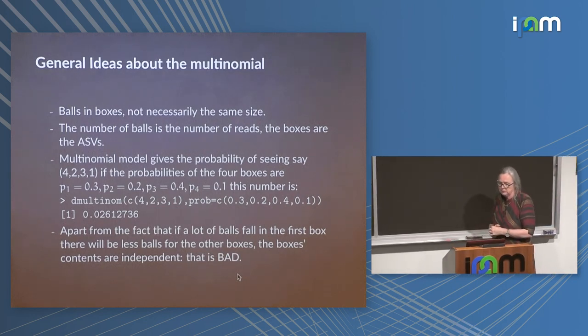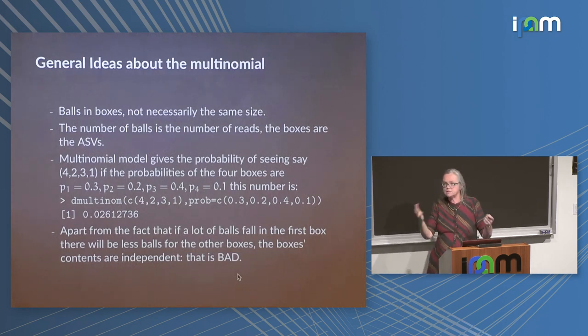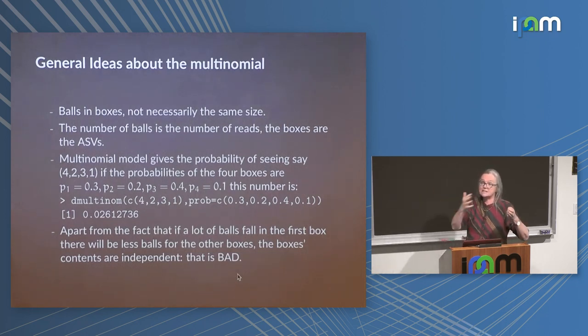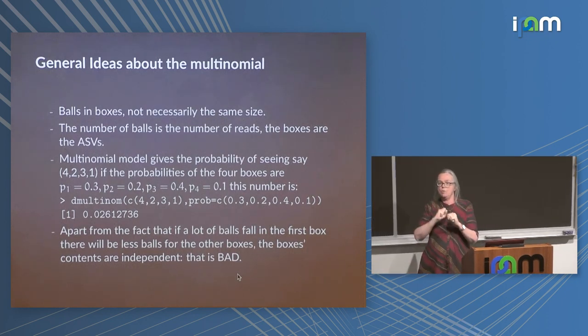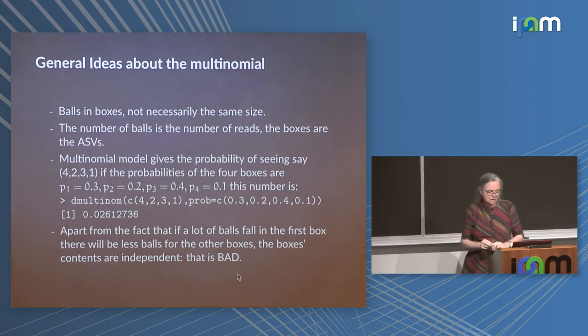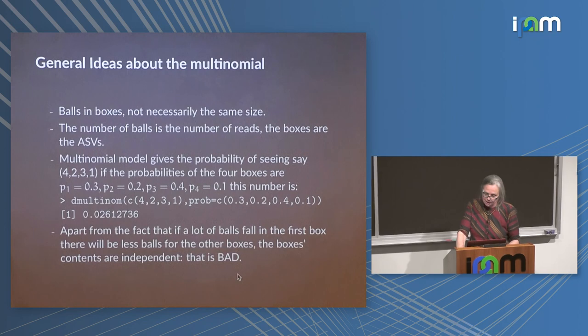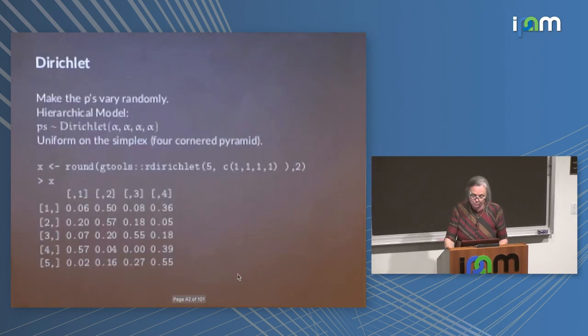the topic model. So the number of balls is the number of reads, and the number of boxes is the number of ASVs. And as I said, we're doing de novo, so in fact, you have to imagine that the number of boxes can go to infinity. And you can have a multinomial model and know exactly what the probability is of seeing any kind of configuration of number of reads in each of these boxes. But the box contents have to be independent, which is bad.